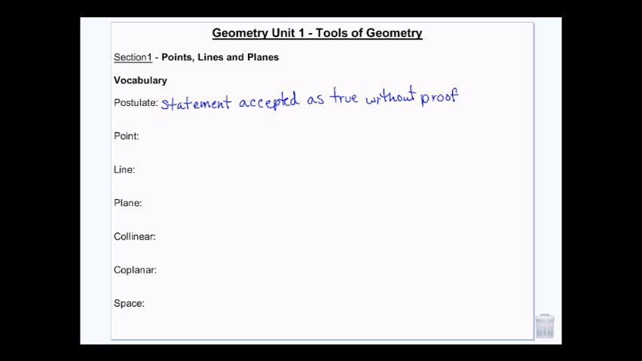Okay, I don't have to prove to you that the sky is blue, right? If I came up and just said the sky's blue, you would accept that as true without proof. That's kind of the idea of a postulate. They make sense. You're just like, oh yeah, that makes sense. So you don't have to prove it.